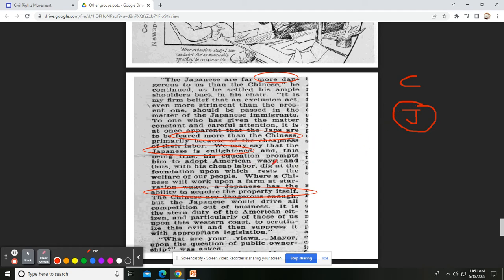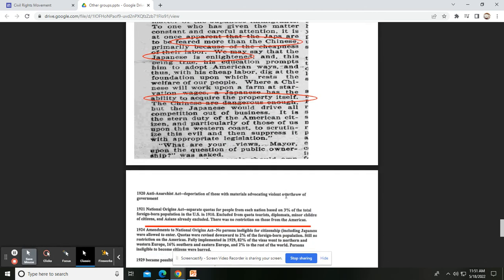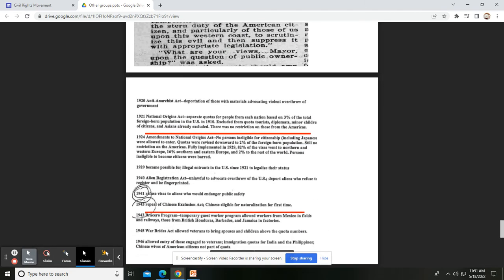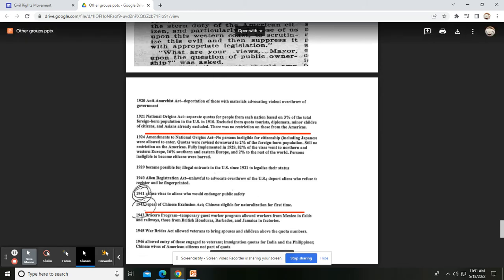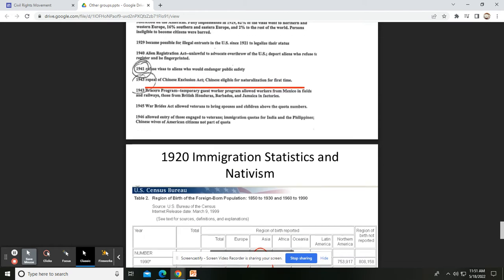And he makes some arguments here. He says that the Japanese is enlightened, and he also says that the Japanese, in comparison to the Chinese, want to own property, which makes them dangerous, hence the name of the article. Here we see some additional laws targeting, or acts that were designed to restrict immigration. Notice we see in 1943 they repealed the Chinese Exclusion Act.